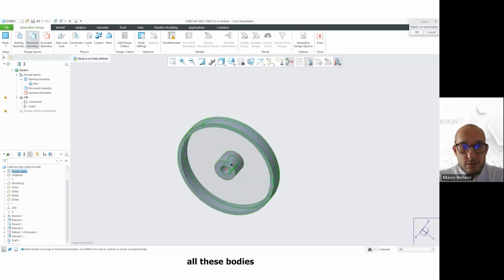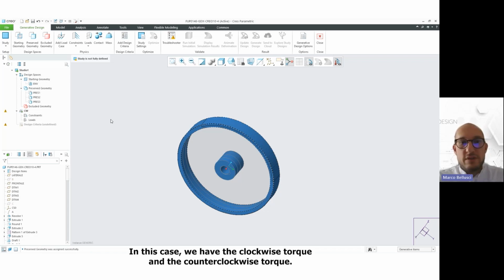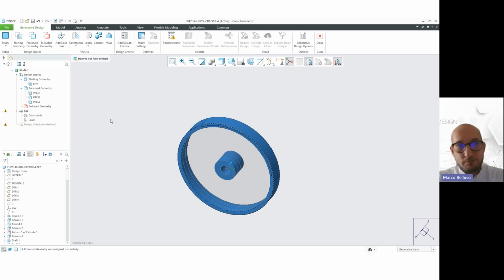Then we define the preserved geometry. All these bodies. And we don't have excluded geometry. Then we set up the mechanical description of the load cases. We'll have two load cases in this case. We have the clockwise torque and the counterclockwise torque.